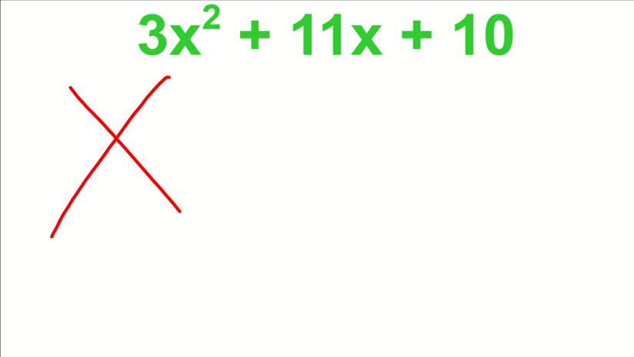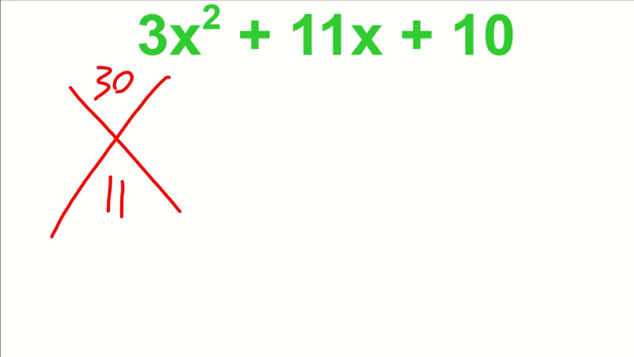So on top I got A times C. What's A times C in this one? 30. The bottom's my B value. What's my B value? 11. All right, so we need two numbers that add to make 11 and multiply to make 30. Everything's positive, so we got positive numbers. So what two numbers are going to add up to 11 and multiply to make 30?